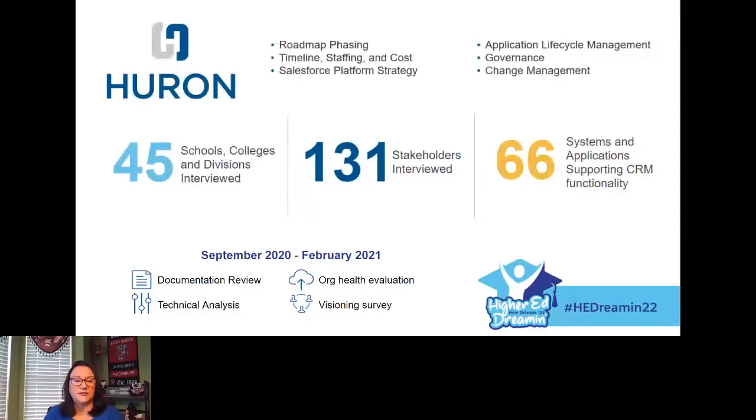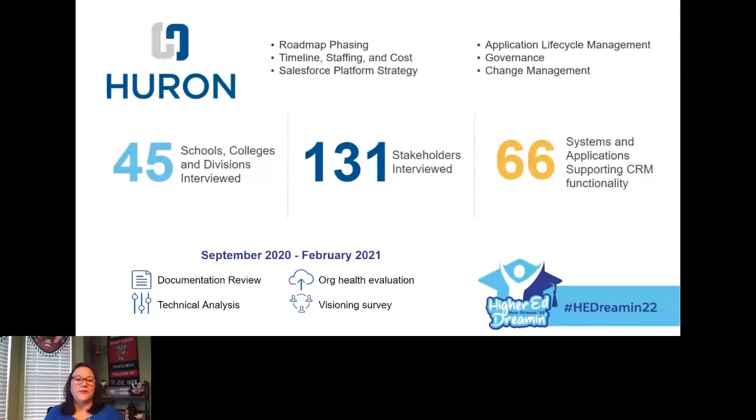Well, we needed expert support to help us do that. So we partnered with Huron to do a strategy engagement, and they were extremely helpful to help us with roadmap phasing, what a timeline might look like, the type of staffing that we need, the associated costs with different projects. What is that Salesforce platform strategy, the org strategy, which we're about to talk about in a minute. They also helped us look at application lifecycle management and some recommendations on change management and governance, because when you have an enterprise CRM strategy, these are very, very important aspects of really rolling this out campus-wide.